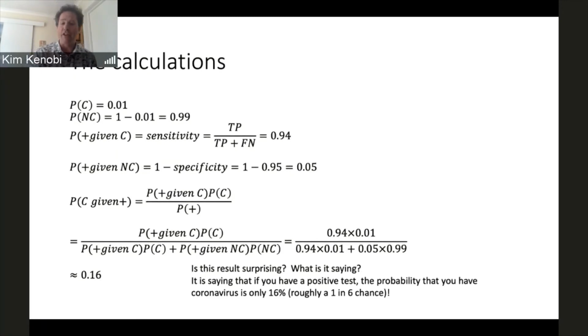Well, it's saying that if you have a positive test, the probability that you have coronavirus is only about 16%. So it's only about a 1 in 6 chance with the numbers that I've included here. So why is this going on? What's happening? Has anybody got any thoughts as to why this 16% is so much lower than the 94% or the 95%? Can anybody articulate why it's quite a low number in this case?